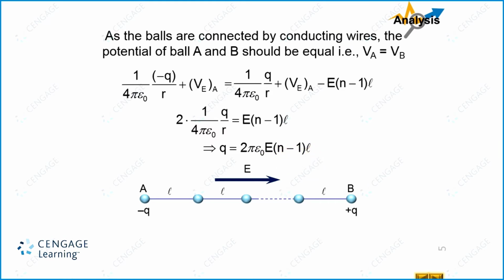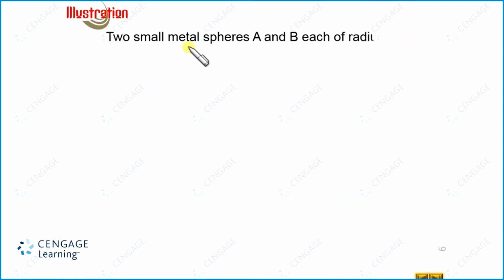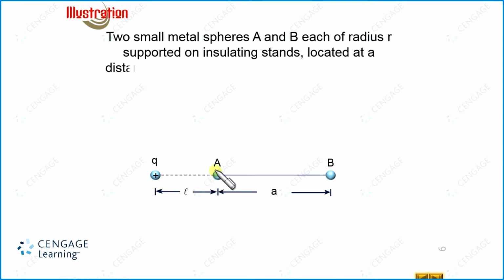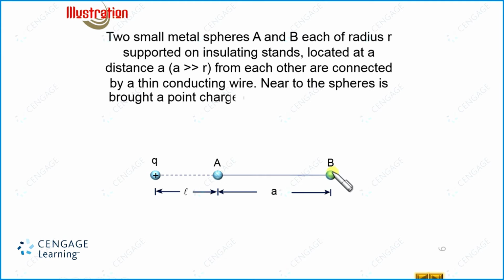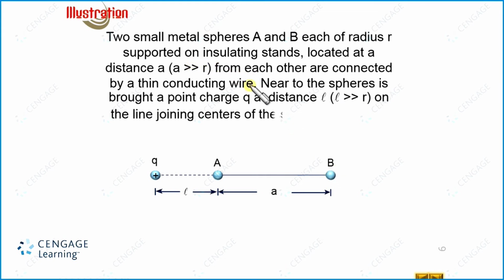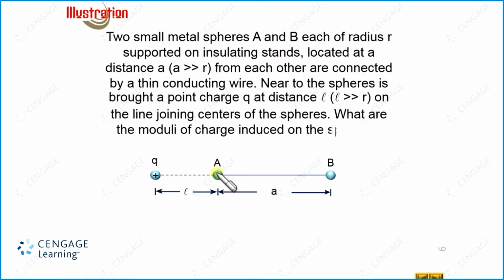Now let us move to the next illustration, and in this illustration we are given two metal spheres A and B. This is A and this is B. The radius is r and the radius of B is also r. They are supported on insulating stands, that means they are not connected with the earth, right? Located at a distance small a, and small a is much greater than the size of the spheres, from each other and connected by a thin conducting wire. This is the thin conducting wire of length small a.